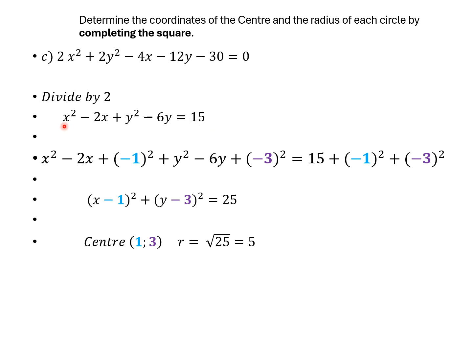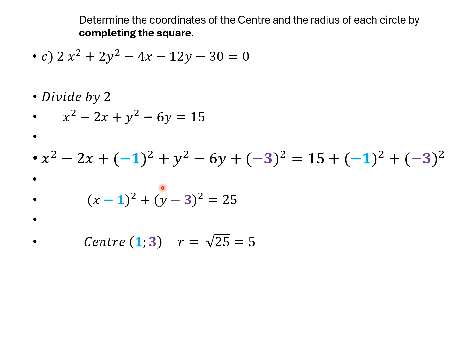Right, so now I've grouped my x's together and my y's together. Half of negative 2 is negative 1, because negative 1 plus negative 1 gives me negative 2. So that becomes negative 1 squared. Then I have y squared minus 6y. Half of negative 6 is negative 3, because negative 3 and negative 3 give me negative 6. So therefore minus 3 squared. What I add on the left hand side, I must add on the right hand side, so it becomes 15 plus negative 1 squared plus negative 3 squared, right?